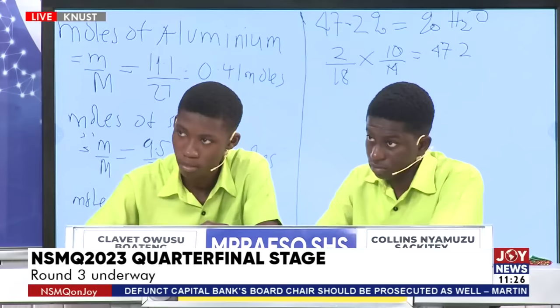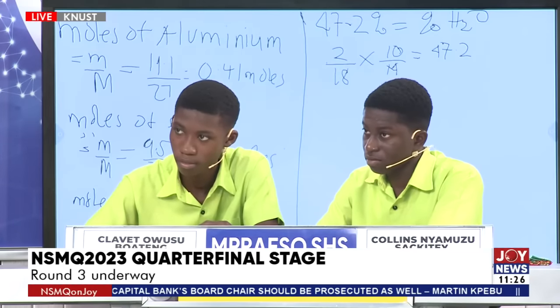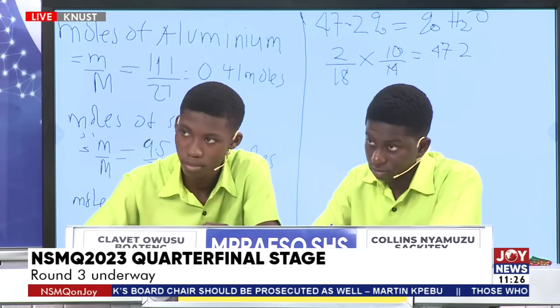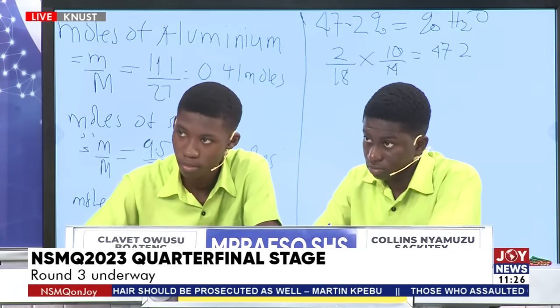Mpraeso, you started, you also did something. I think all of you wanted to start with the water. I don't know why. Anyway, you did some calculations. You were working with two significant figures for the values of the number of moles. You were able to do the calculation for sodium, for sulfur, for aluminium. You didn't do anything for the oxygen.